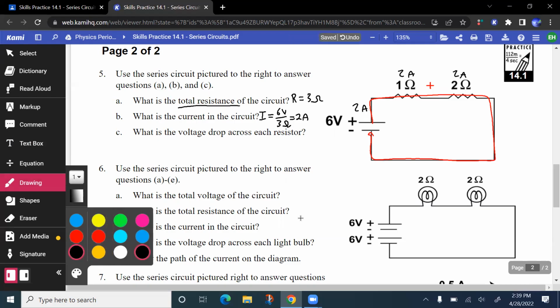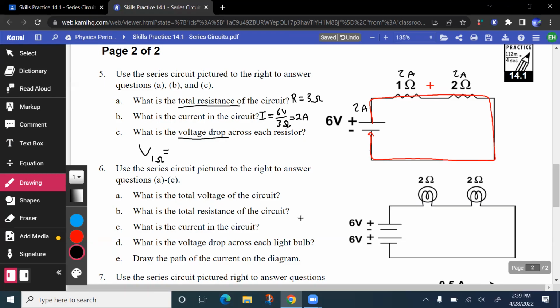All right, what's the voltage drop across each resistor? Well, the voltage drop across the 1 ohm resistor is going to be 2 amps times 1 ohm, which is 2 volts. The voltage drop across the 2 ohm resistor is going to be the same 2 amps times 2 ohms, which is 4 volts.